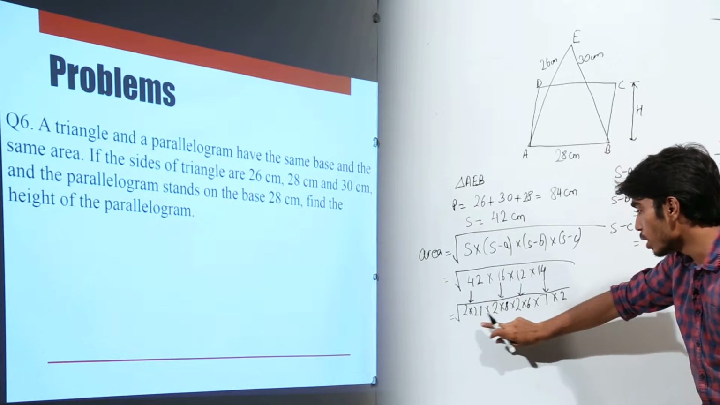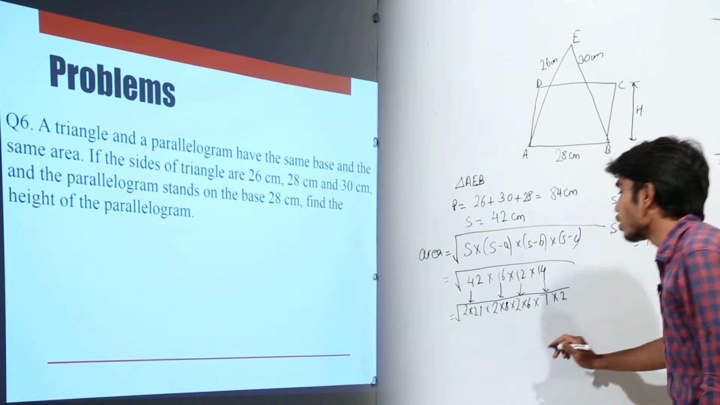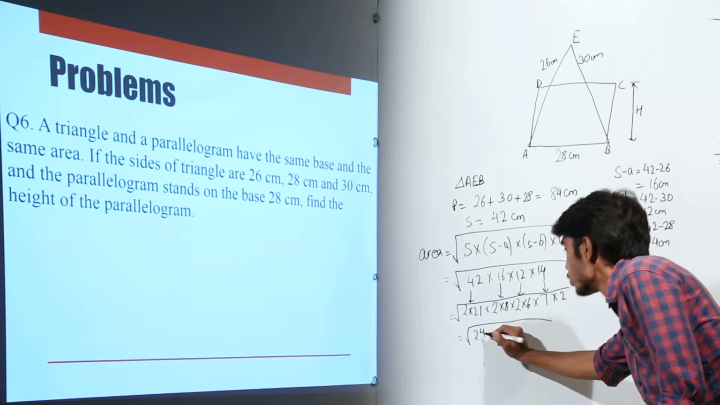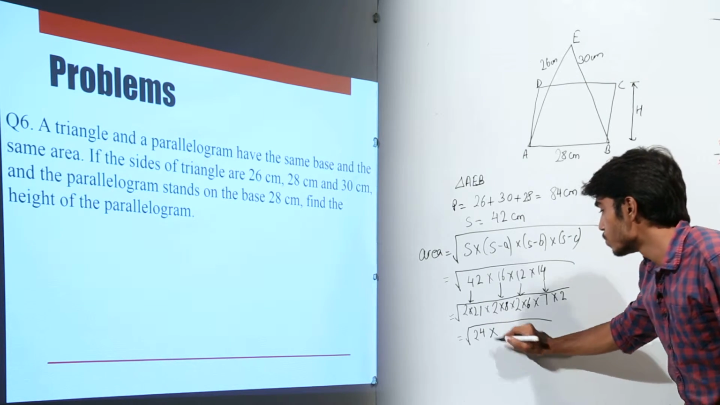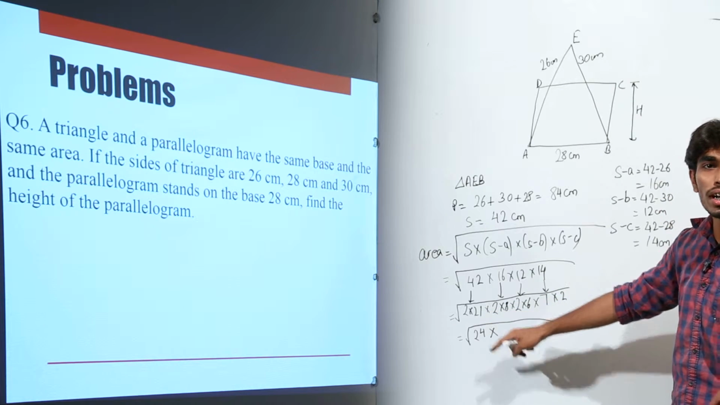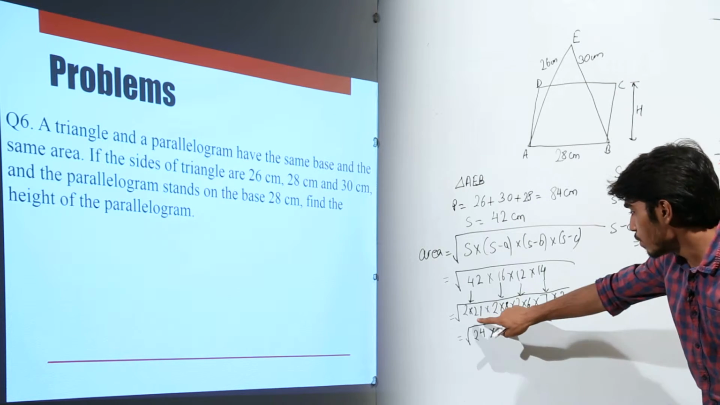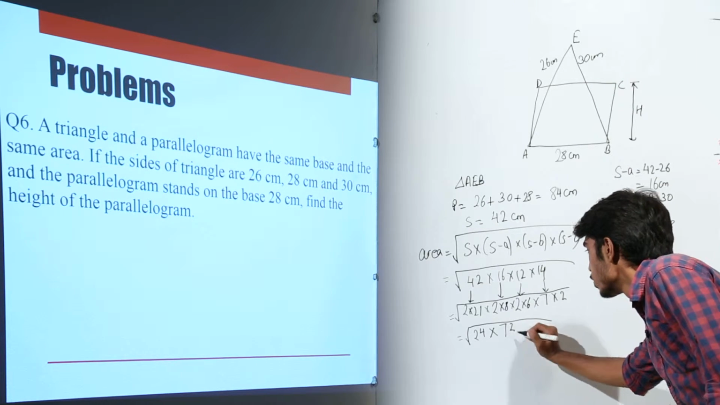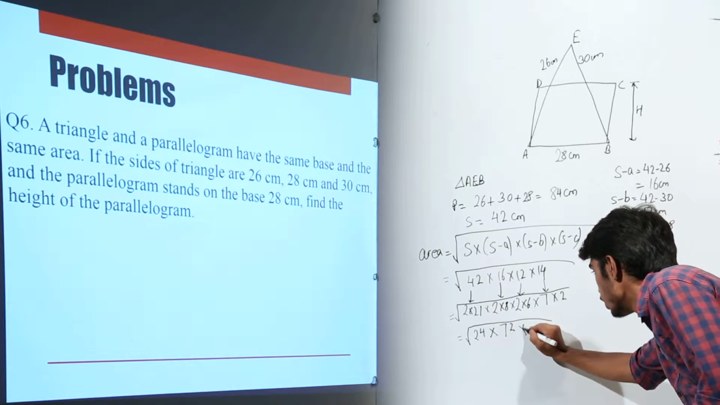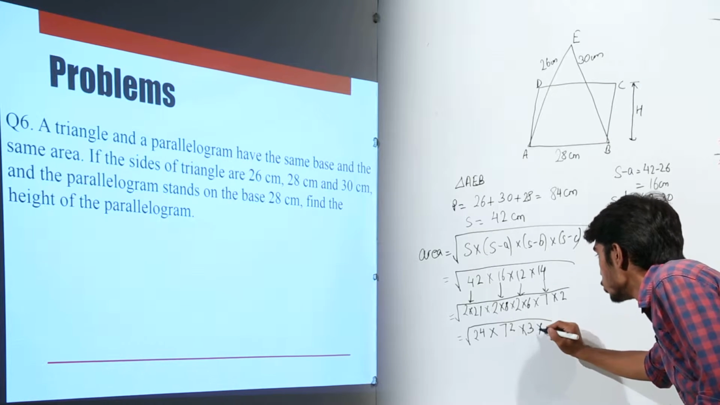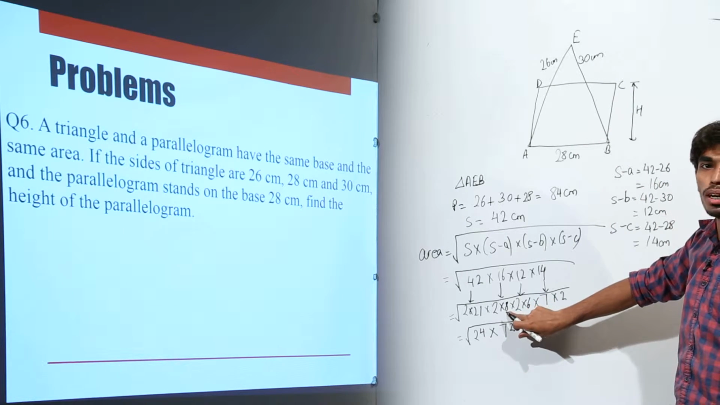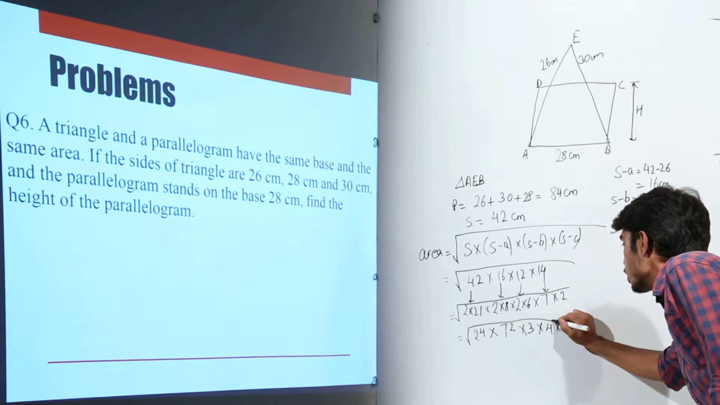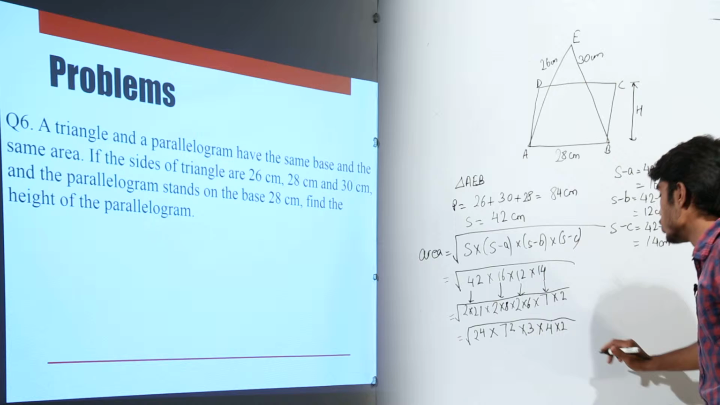So this becomes 1, 2, 3, 4. 2 to the power 4 into... Now 21 can be written as 7 into 3. So the 7 from here and this 7 makes it 7 square. And 3 from 21 into 8. 8 can be written as 4 into 2. And 6 can be written as 2 into 3.